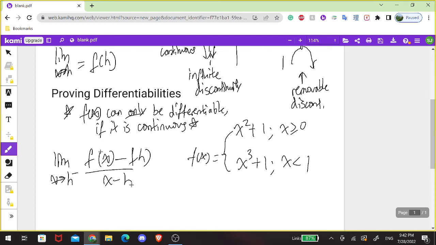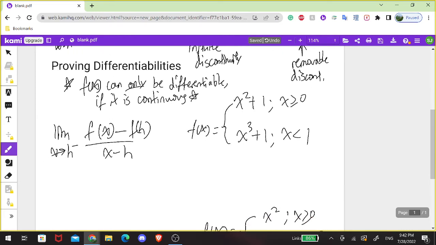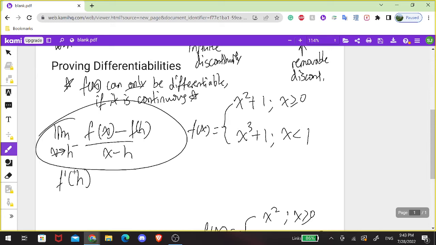So the thing here is the same concept as yesterday. It's the change in y on top over the change in x, and as h approaches infinitely small, you end up having the derivative. So the limit as x approaches a point from the left, and this is a derivative. The limit of this is technically saying f prime of h from the left. This entire limit is saying f prime of h from the left.